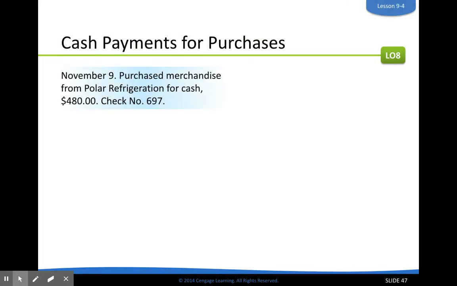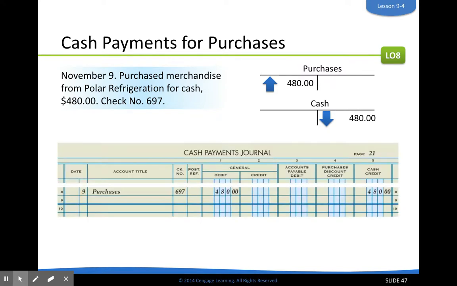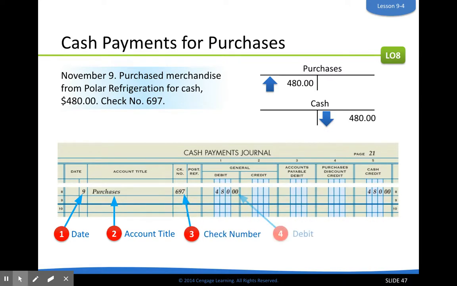Now on November 9th, we purchased merchandise from Polar Refrigeration for cash. Notice that it doesn't have anything to do with on account. We just purchased merchandise from Polar Refrigeration and paid them on the spot. So this is a situation where we increase purchases and decrease cash. It doesn't really matter who Polar Refrigeration is because we don't have 30 days to pay them. We paid them right then and there. So the account would be just purchases. Check 697, we debit purchases, which is an expense, just like we debited advertising expense. Debit of 480 and credit cash.